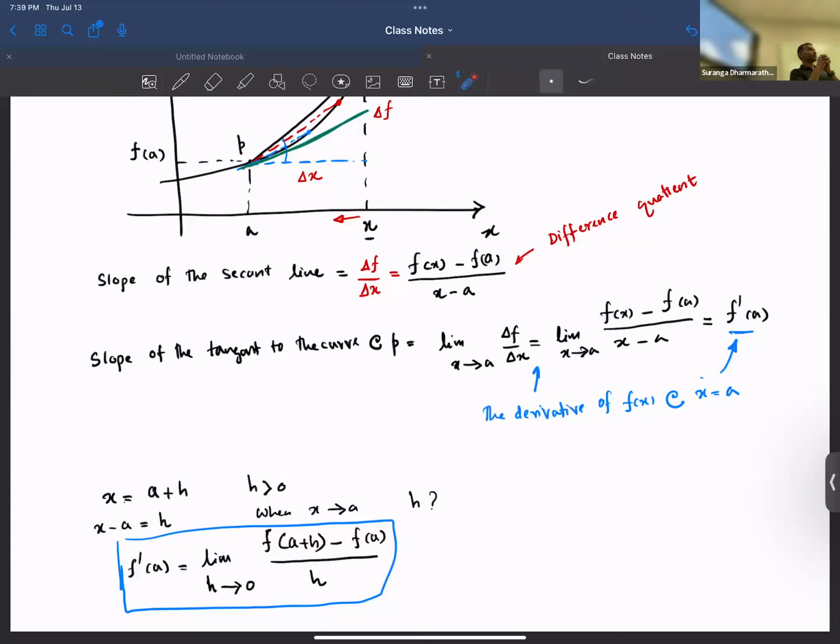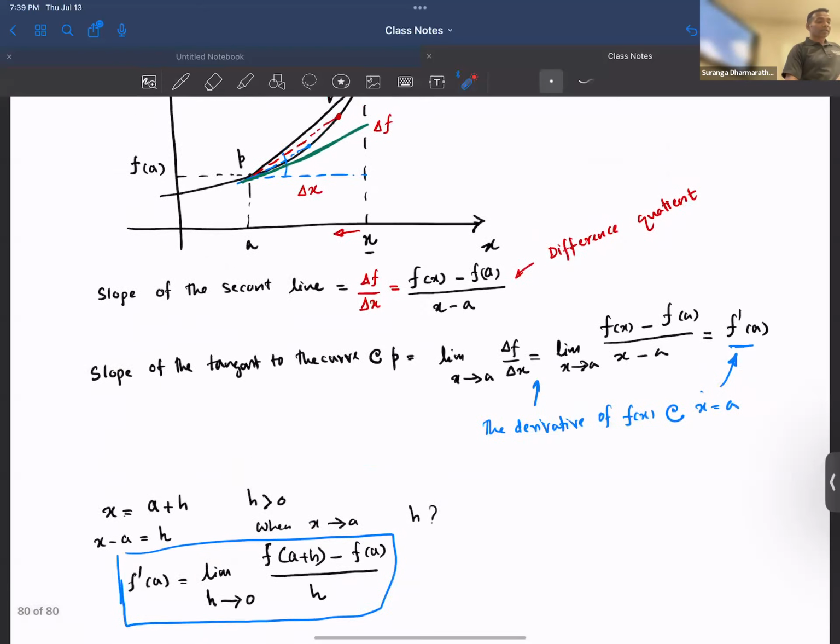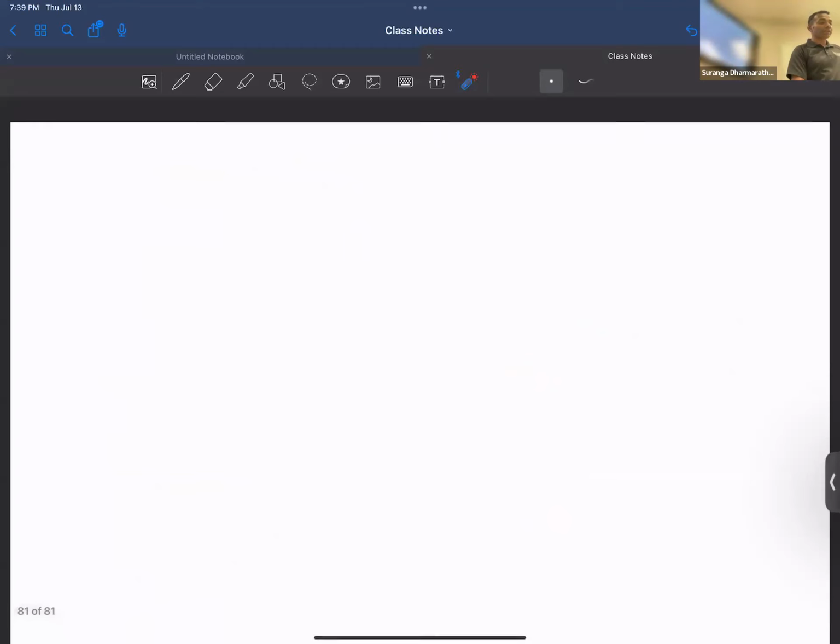Does that make sense? So we learned about limits and the existence of limits, and now we learn about the derivative. Everything is connected to each other. Now, that's the definition of it. And from that, you should be able to find, this is just a side work, I would say, the equation of a tangent line.